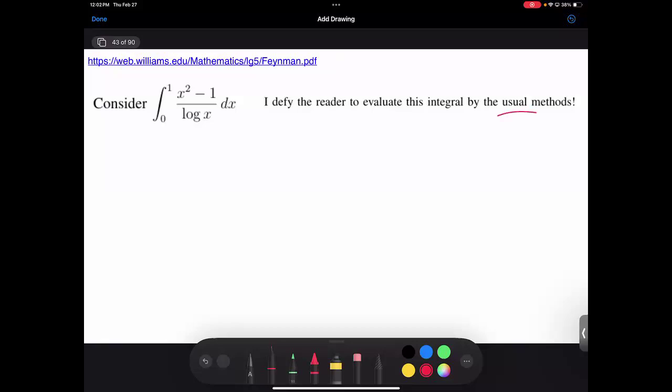So the question is, what is usual? I'll say anything that we can use, we'll call usual. We'll be friendly to ourselves. And so this is a challenge from our colleague. Any thoughts about how we could do this?